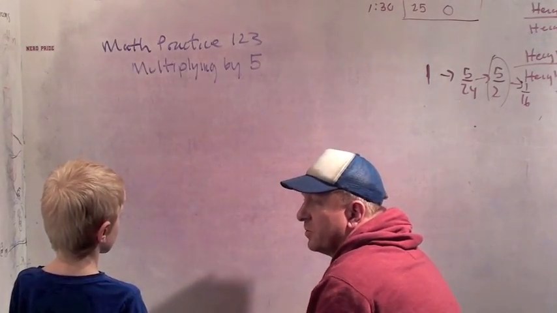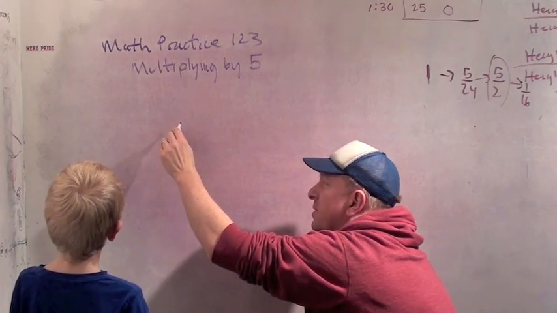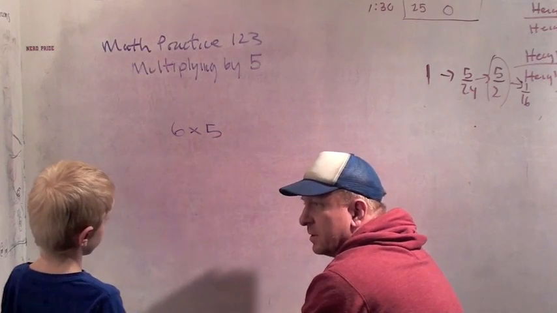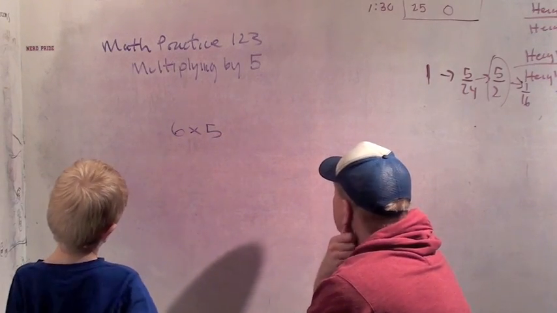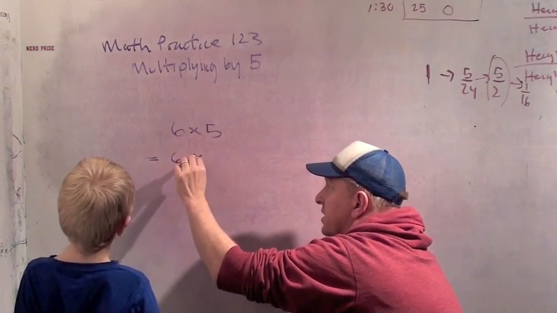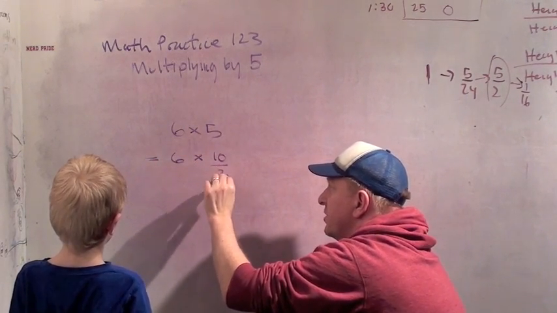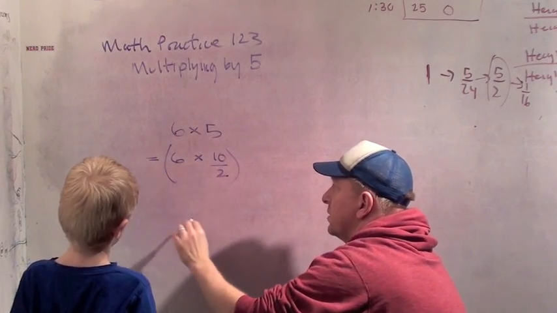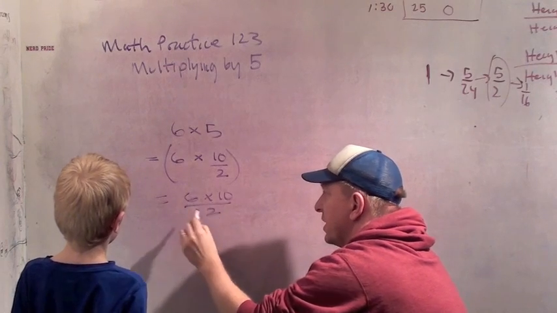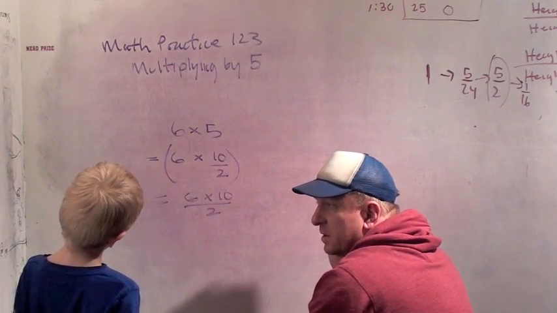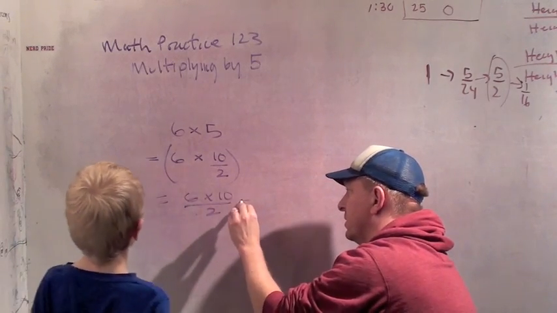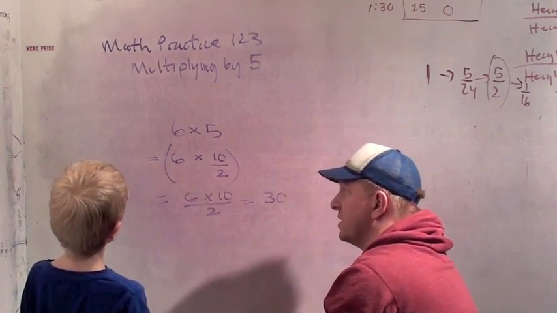Let's start with 6 times 5. You may know what 6 times 5 is already. 30. Okay, but that's alright. What we're going to do is say 6 times 5 equals 6 times 10 divided by 2. Now what is 6 times 10? It's 60. And what is 60 divided by 2? 30.